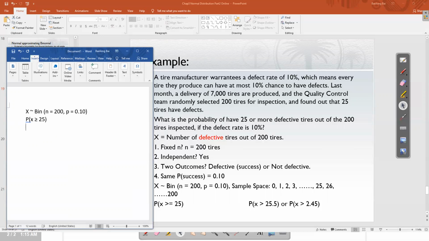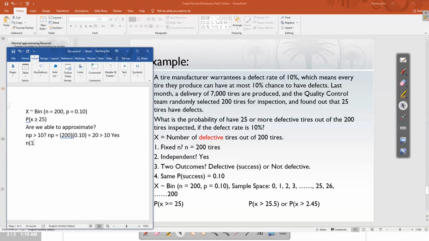But first, we need to check, are we able to use normal approximation? So we need to check for conditions. We have two conditions. First is n times p is greater than 10. Is that true? So n times p we can easily calculate, right? That's 200 times 0.10. That'll be 20, and that's greater than 10, right? So that condition is good.